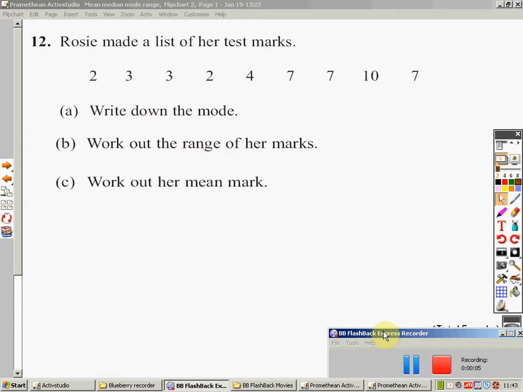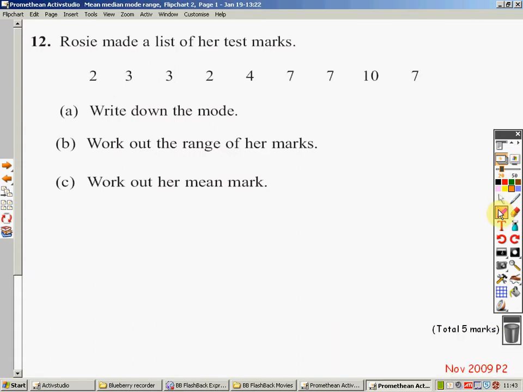This is about mean, median, mode and range of a list of data. I won't read the question, but I'm just going to show you a technique we use to remember this as well. Rosie made a list of her test marks, and very often in these questions it will just be a list of numbers written out. They're going to ask for the mode, write down the mode, and notice it's right. That generally means it's a fairly straightforward, quick question. It's not work out the range of her marks. That will suggest there's a little bit more, and then work out her mean mark. So we've been asked there for three things.